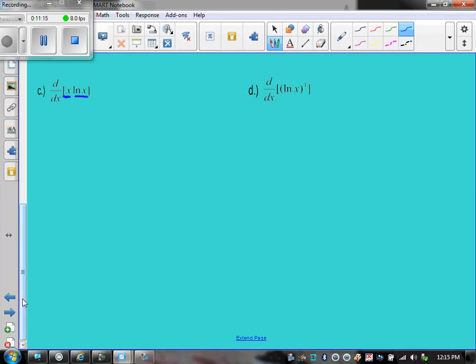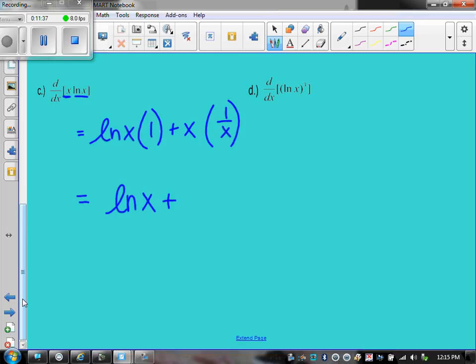So let's go ahead and practice product rule. I have the second times the derivative of the first. What is the derivative of x? 1, plus the first times the derivative of the second. What is the derivative of natural log of x? It's the derivative of the inside over the inside, right? So 1 over x. Let's go ahead and simplify this a little bit more, and let's call it natural log of x plus 1. That would be my derivative of that problem.